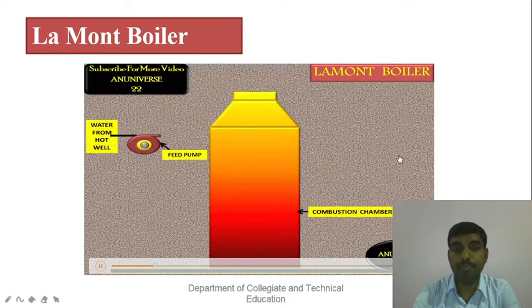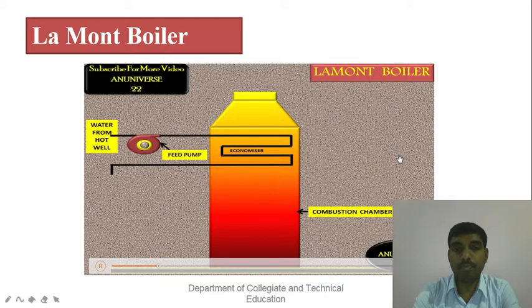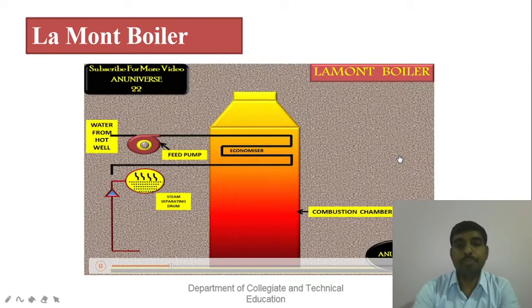This is the feed pump that is used to supply water to the economizer, and the economizer is used to preheat the water by using the remaining heat of the combustion gases. Generally the economizer increases the boiler efficiency. This is the steam separating drum. From the economizer, water comes to the steam separating drum, where there is a mixture of steam and water, and water goes out to the circulating pump, which is a centrifugal pump.